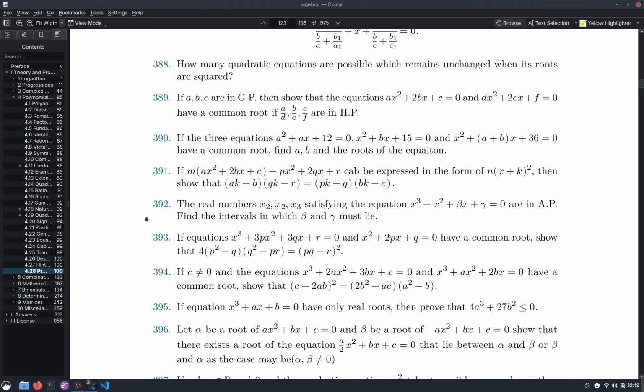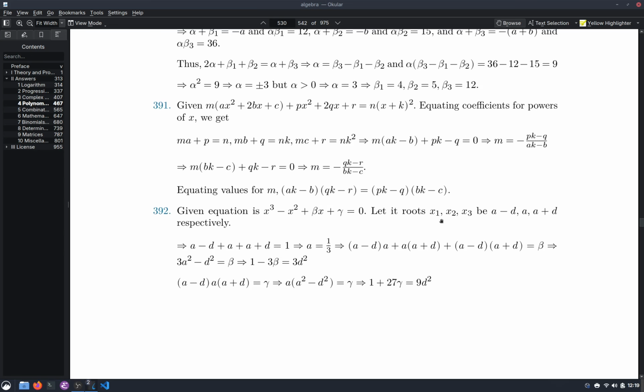Now we move on to question 392. It says that the real numbers x1, x2, x3 satisfy the equation x cube minus x square plus beta x plus gamma is equal to 0 and are in AP. Find the intervals in which beta and gamma must lie.